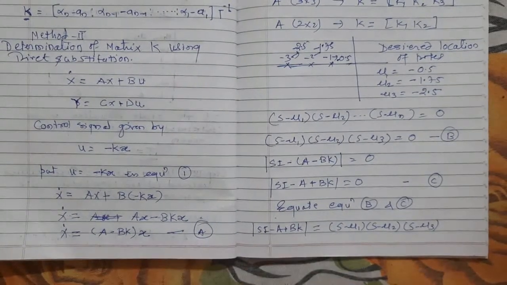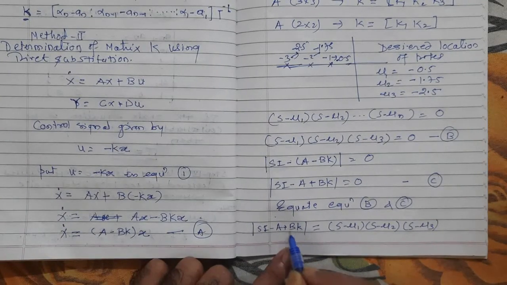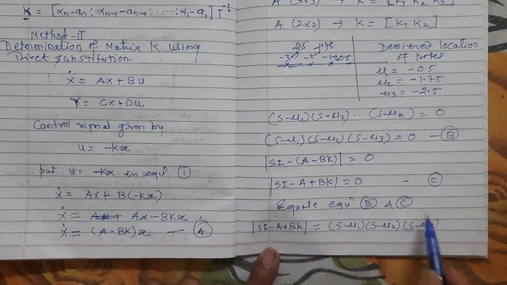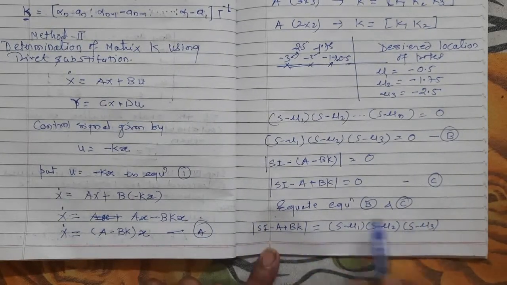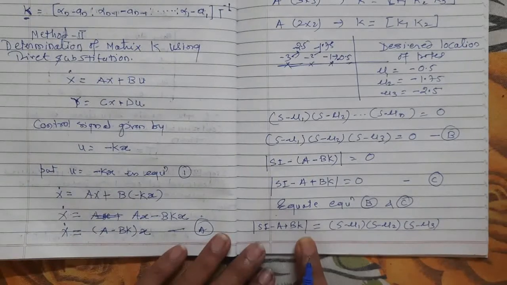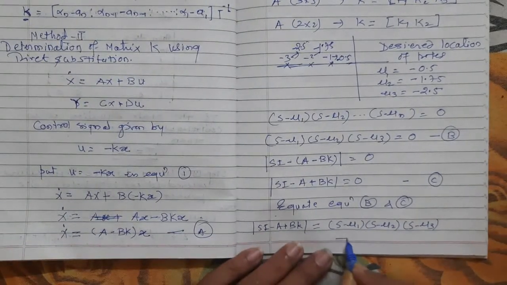Here we are directly substituting the value of the k. The k we are considering here, and we are equating with our desired location. That's why it is called the direct substitution method. By equating this, we will get the values of k1, k2, k3 if it is 3 by 3. Otherwise we will get the values of k1 and k2 if it is 2 by 2, like this. So this is our second method.